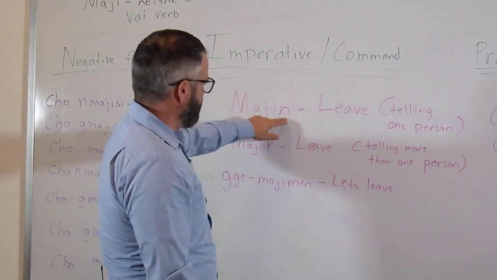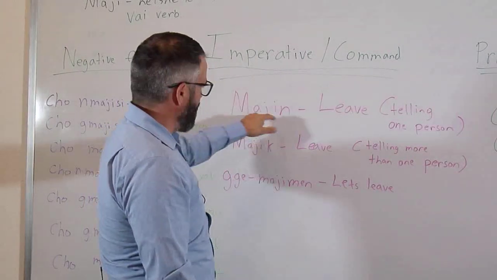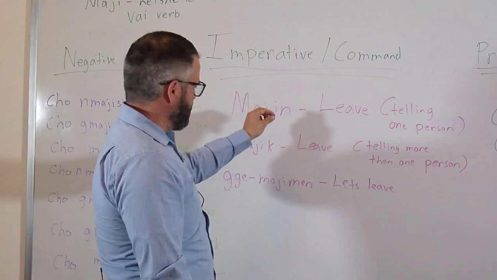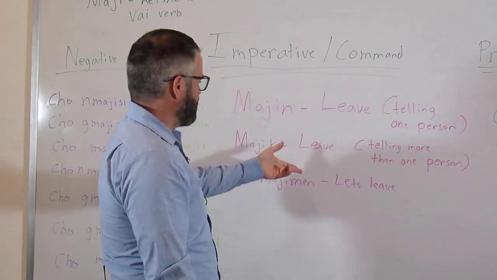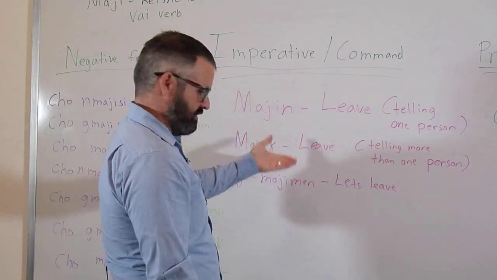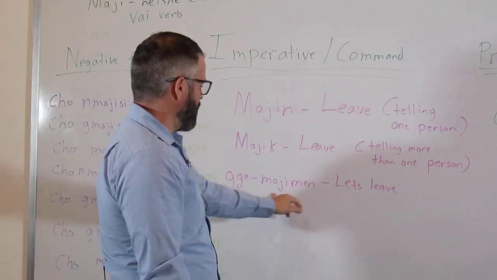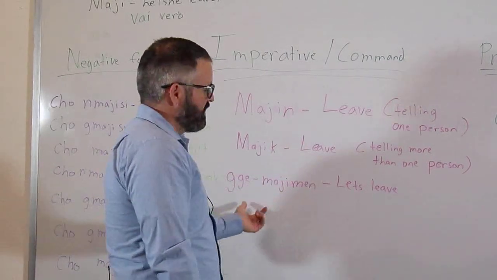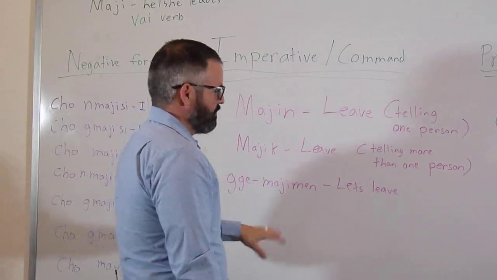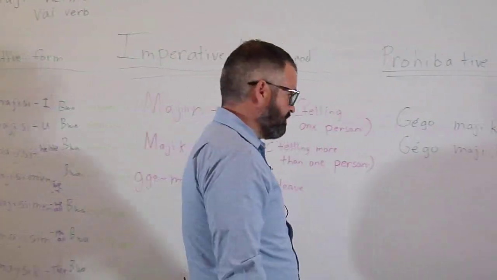So again, the in right here is telling one person, so majin. You just put the in on the end of that verb. Majik, telling more than one person, you all leave. Majik, just putting the K on the end. And then gage majiman, so the gage and the men saying, let's do it. But again, it's kind of a pseudo form, if you will.